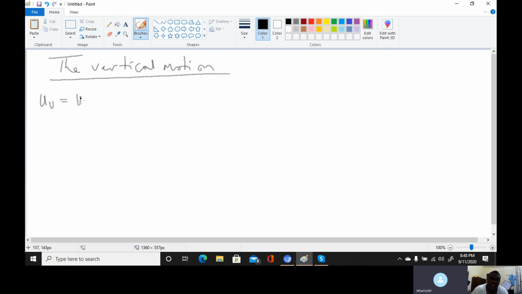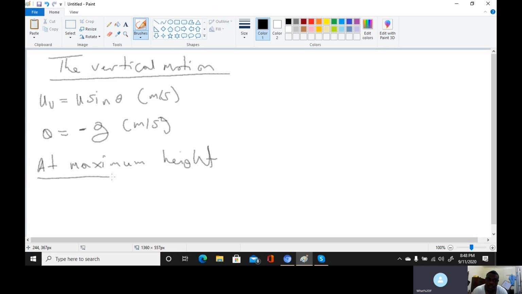Your initial velocity, U sine theta. While the projectile is moving up, your acceleration is negative, so it's going to be negative meters per second squared. And so we can write down some equations. At maximum height, what is happening? The final velocity of the projectile at maximum height is 0 meters per second.